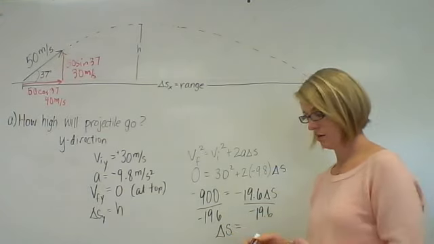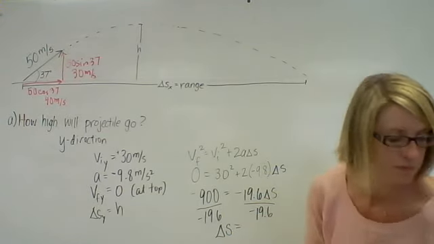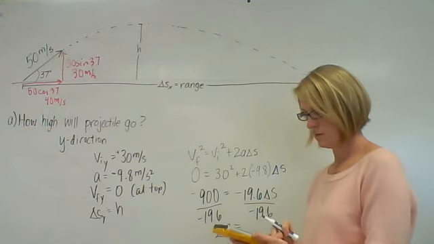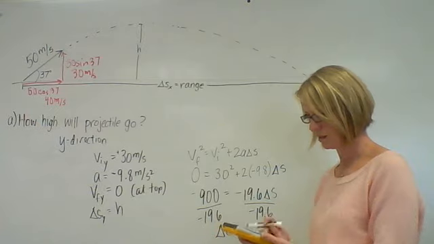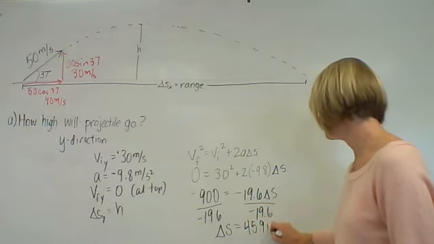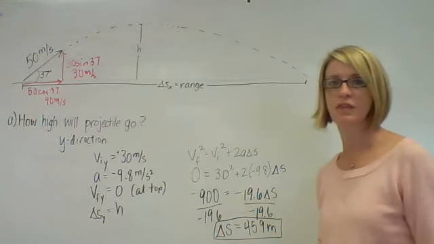Plug in my calculator. One that works would be good. 900 divided by 19.6 gives me 45.9 meters. And there you have it. That's how high the thing is going to go.